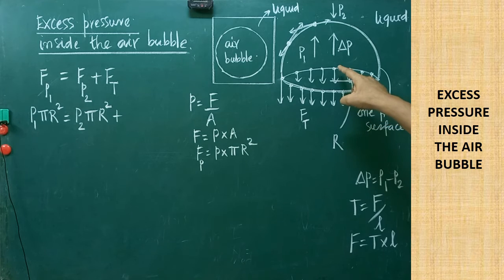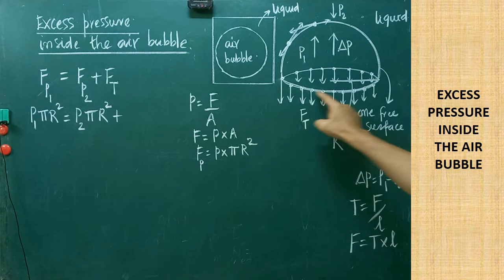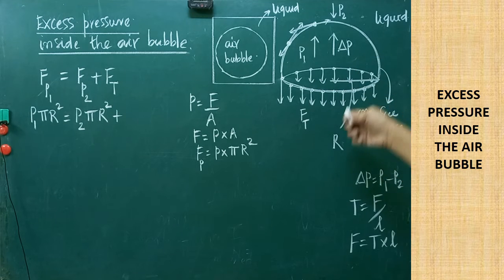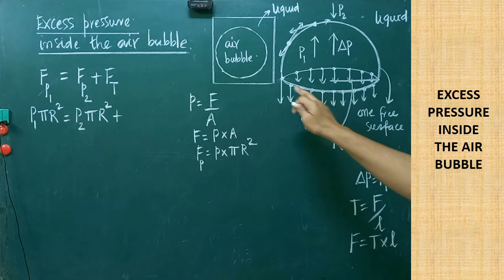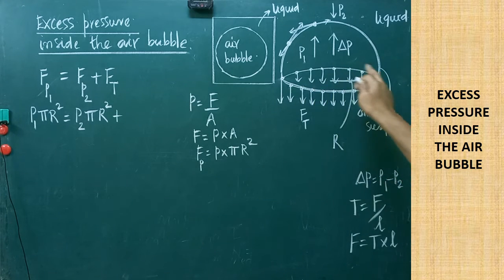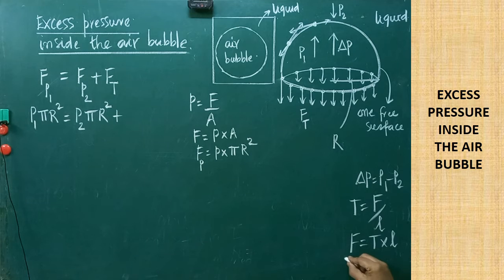Here, length means the length of the rim on which the molecules are present. Each one of them is pulled in the downward direction due to surface tension. So the total length of the rim, the total length of the circumference, is to be taken. Therefore, F is equal to T, surface tension, into length, which is nothing but the circumference. What is the circumference of the circle? 2 pi r can be written instead of L.